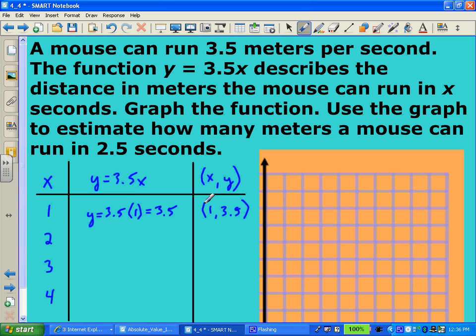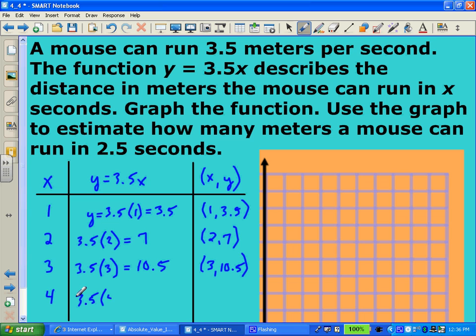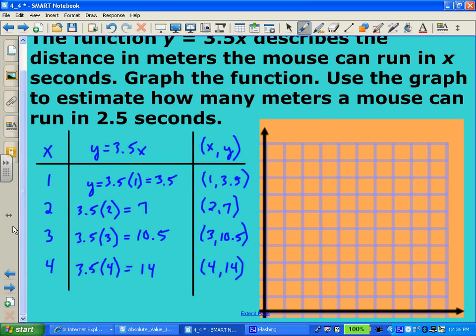So then all I'm going to do from there is plug in each value and get ordered pairs. So I have 1, 3.5. If I plug in 2, I get 7. So I have the ordered pair 2, 7. If I plug in 3, that's going to be 10.5. So I get 3, 10.5. And the last one here, 3.5 times 4, that's 14. We get the ordered pair 4, 14.